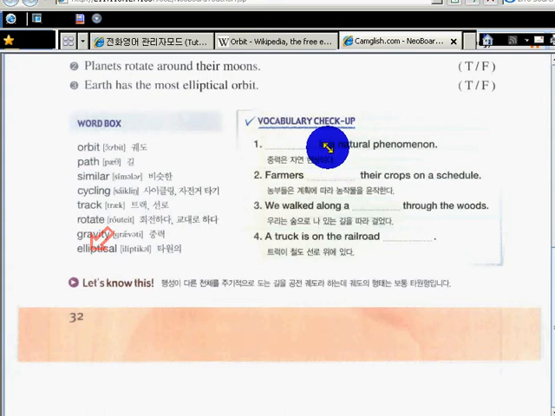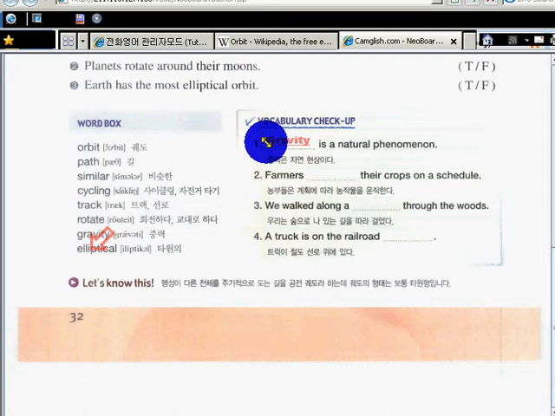All you have to do here is complete the sentences. Below each sentence is a Korean translation so that you'll be able to find the answer correctly. Number 1. Blank is a natural phenomenon. Alright. What is the missing word for number 1? Alright, it's gravity. Good.